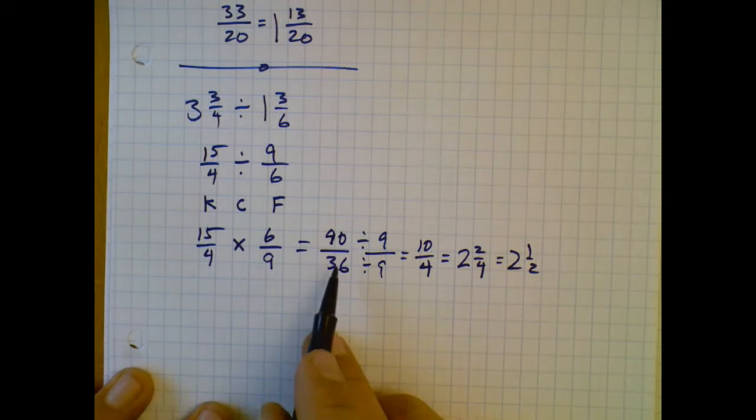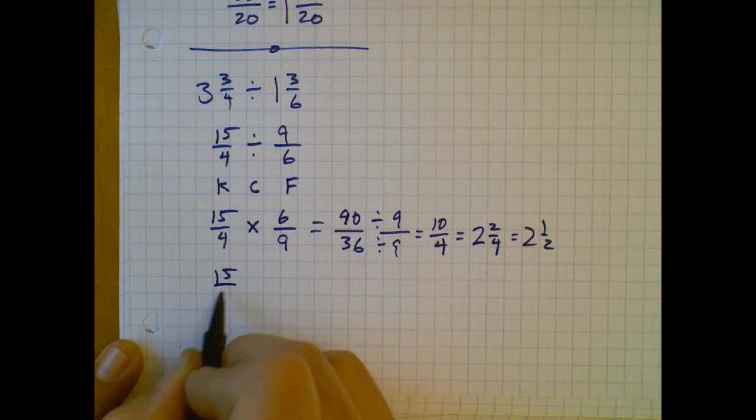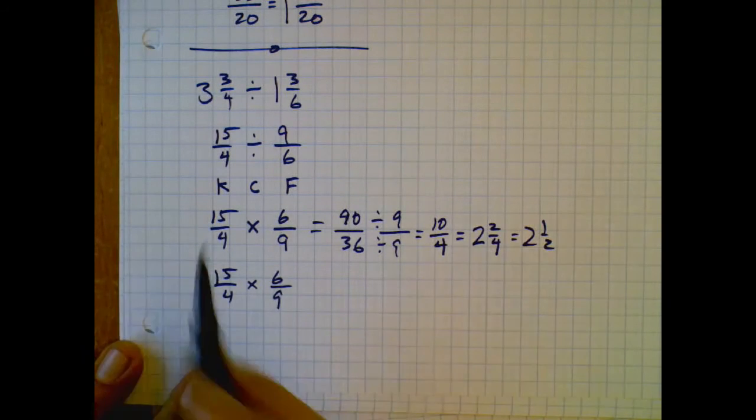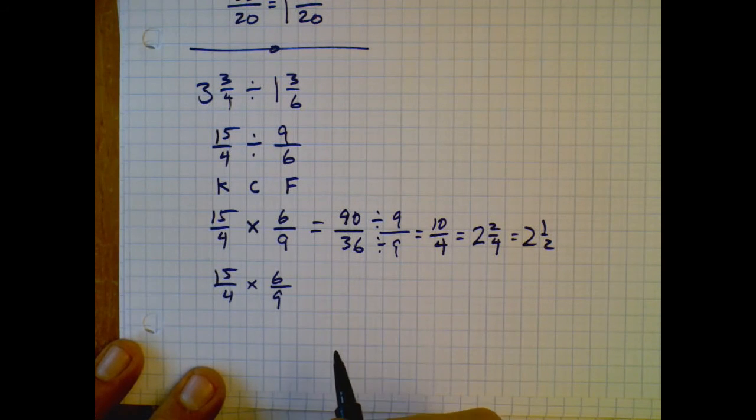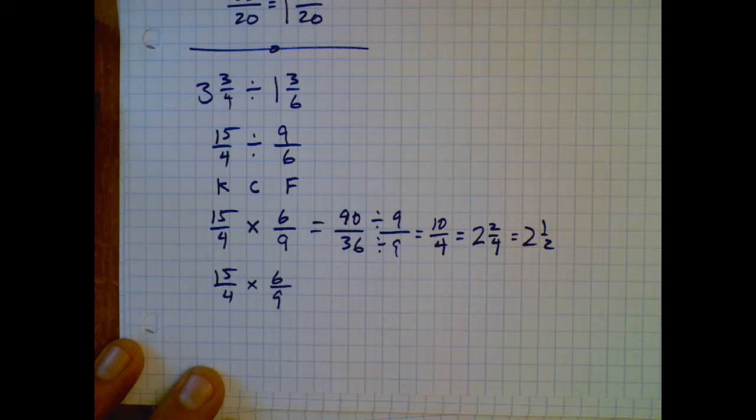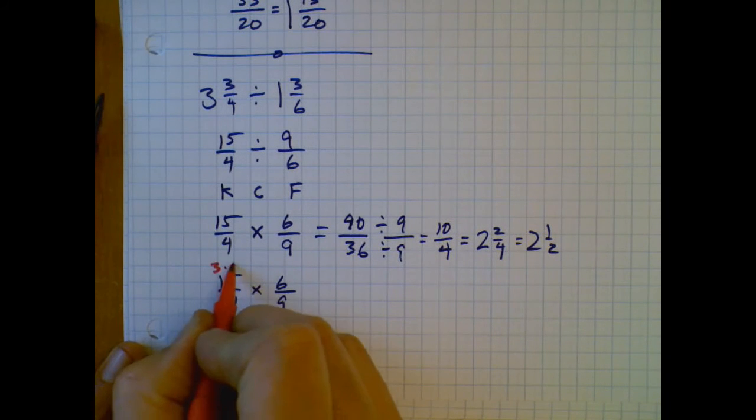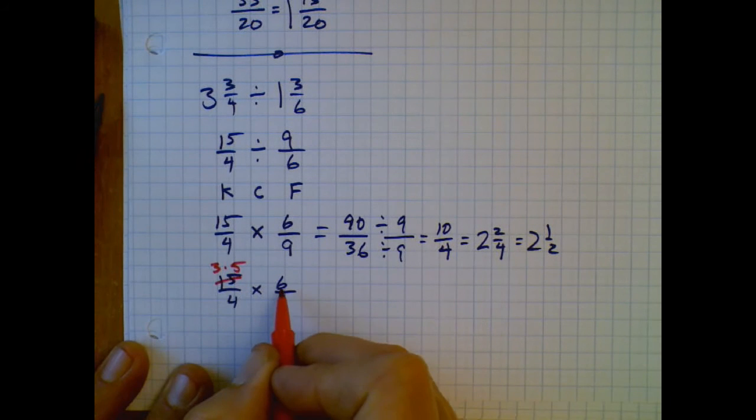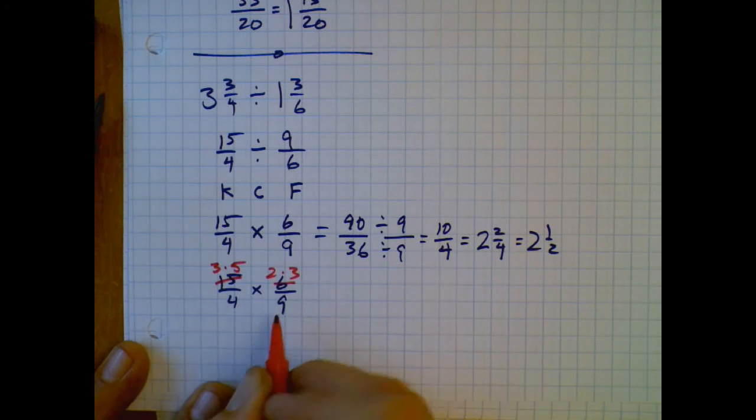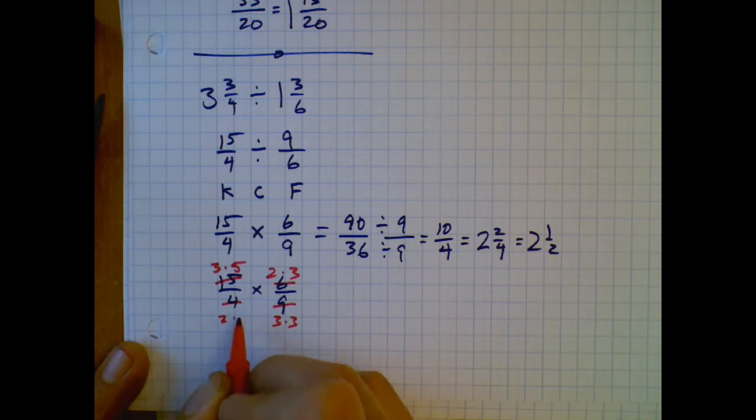Now this time I multiplied all the way straight across, but as we've shown, I'm going to go back to this step. If I can cancel before I multiply, I actually make my life easy. So what I'm going to do is rewrite 15 as 3 times 5. I'm going to rewrite 6 as 2 times 3. 9 is the same thing as 3 times 3, and 4 is the same as 2 times 2.